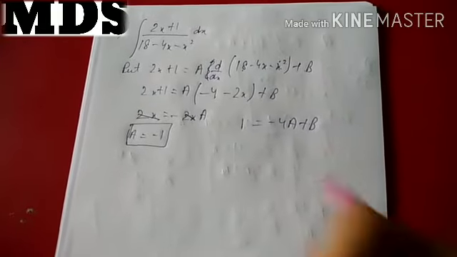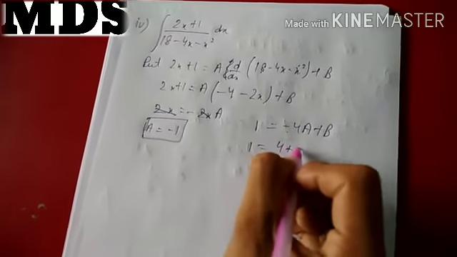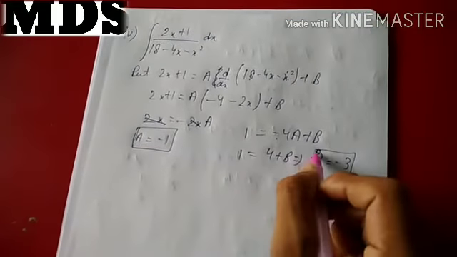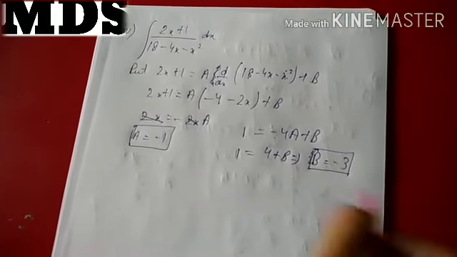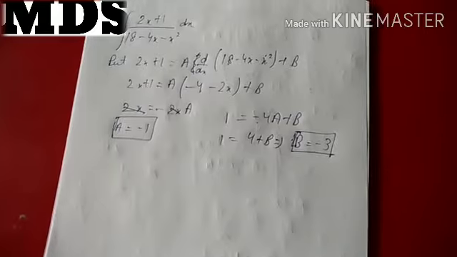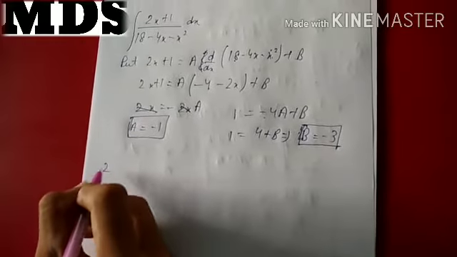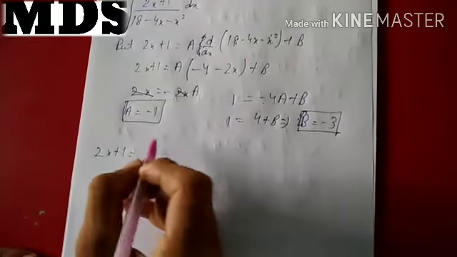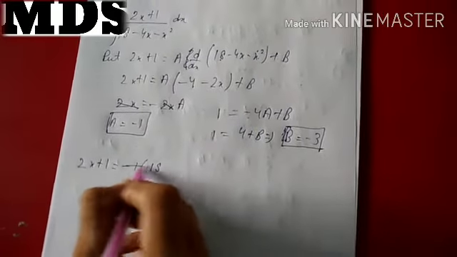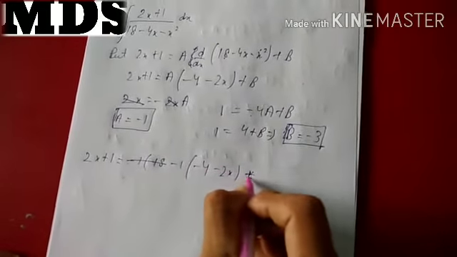Now we know the value of a, it is minus 1, so 1 will be equal to minus 4 into minus 1 will be 4 plus b. That means b is equal to minus 3. We have got the value of a and b. So what is that? We can write 2x plus 1 as minus 1 into minus 4 minus 2x plus minus 3.